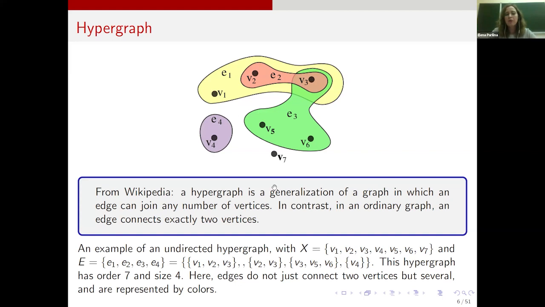So a hypergraph, by the definition from Wikipedia, is a generalization of a graph where a link may connect more than two players. For example, here we have 7 nodes and 4 links. The first link connects nodes V1, V2, V3. It is this yellow link, and likewise for all the other links.